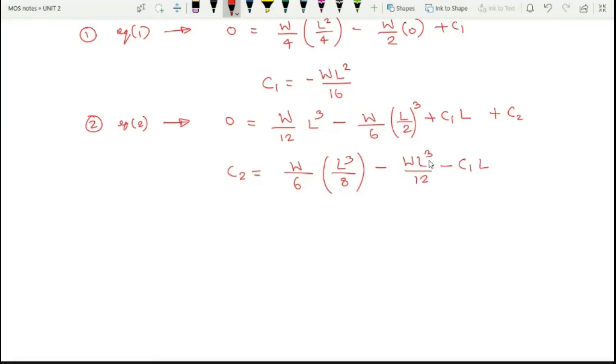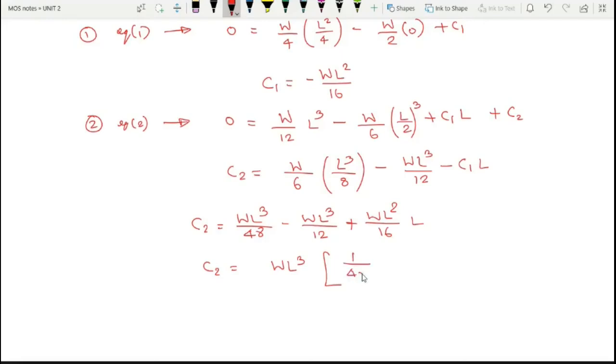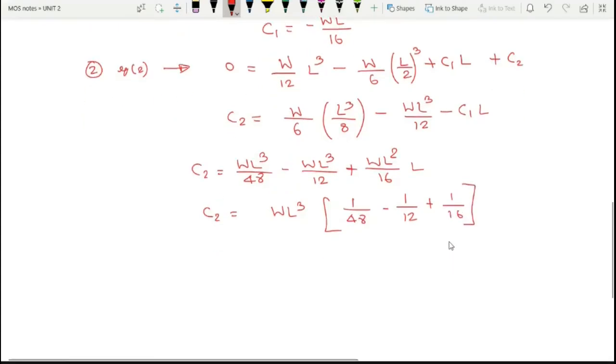Now I can substitute the C1 here to identify the values. So C2 will be equal to WL cube by... in this term you can see all are WL cube, so I can take that out. C2 will be WL cube times 1 by 48 minus 1 by 12 plus 1 by 16. What is the value you are getting? When you solve this, you get 0. So this is it.